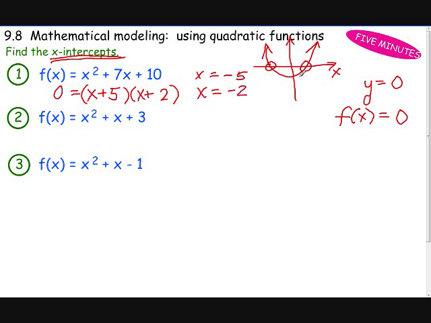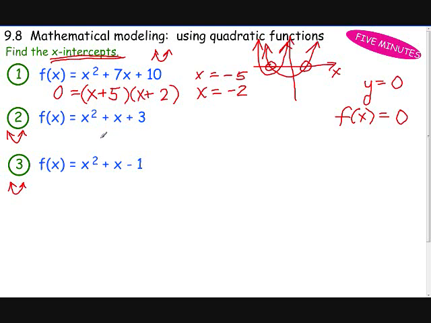Clearly not the graph I drew here, but one that probably looked more like this. We know it was opening upward because the leading coefficient right here was positive. Means this graph is opening upward. This one, well, all of these are opening upward, aren't they? Because in every case, the coefficient on x squared is positive.